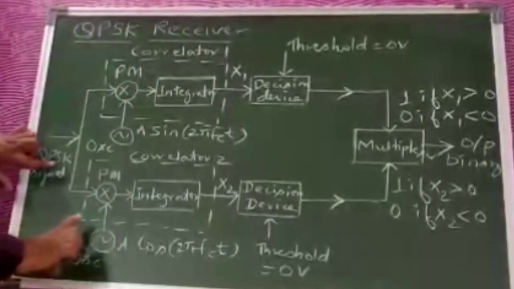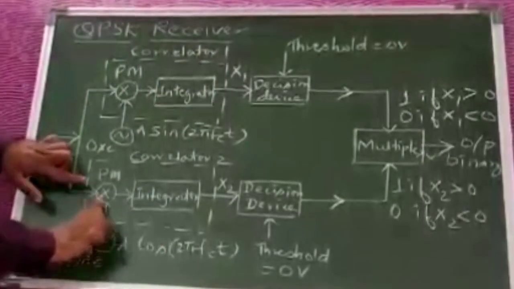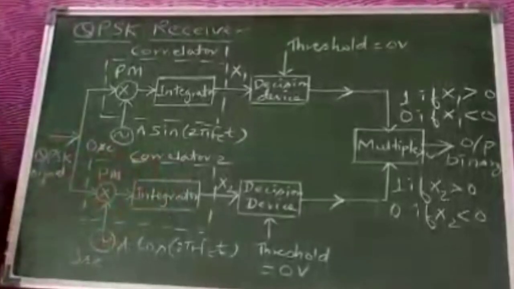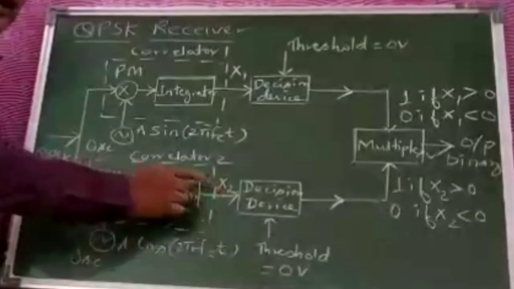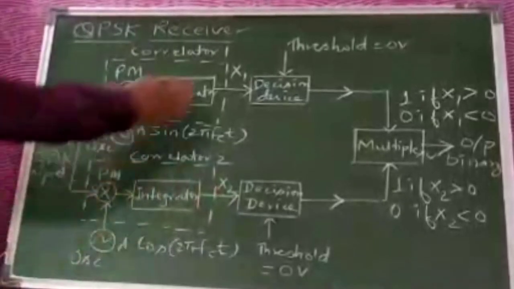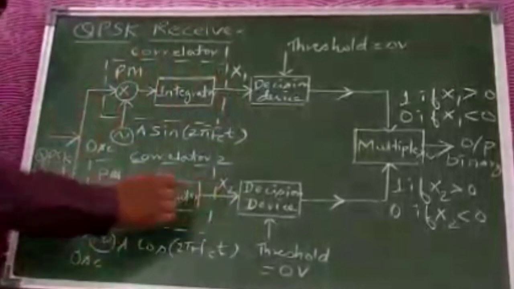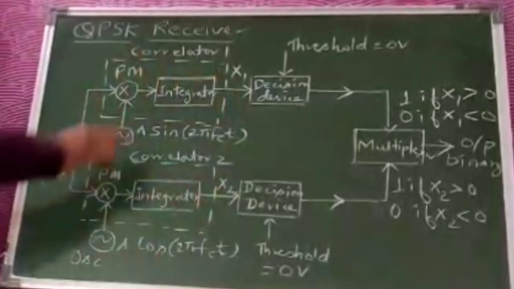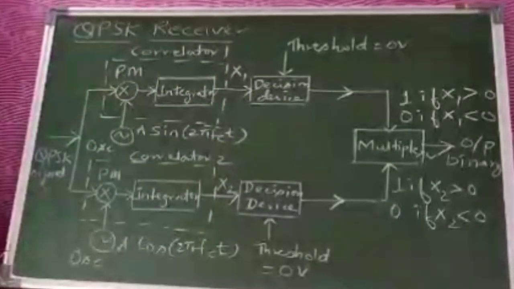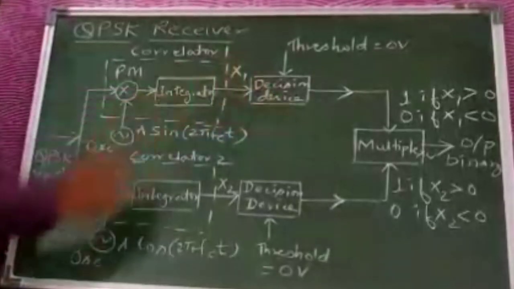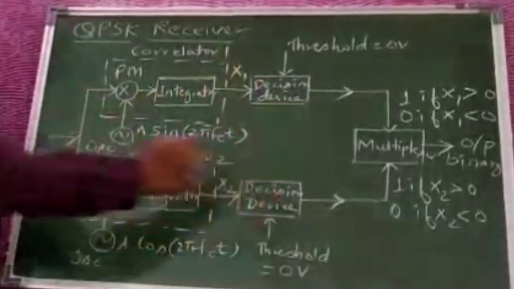Similarly, here also it will take the cosine difference of these 2 inputs and then integrate that value for a signaling rate and give a value called x2. Now here you are getting output voltage x1, here you are getting output voltage x2. Now that x1 will be compared with a 0 volt threshold in a decision device. Here also x2 will be compared with a threshold voltage of 0 volt in the decision device.